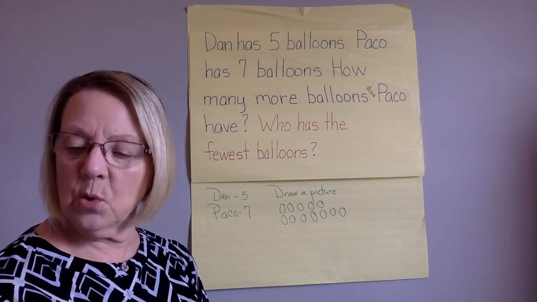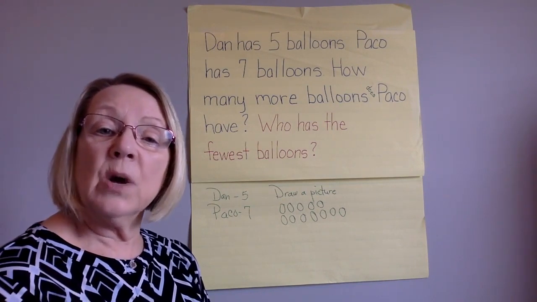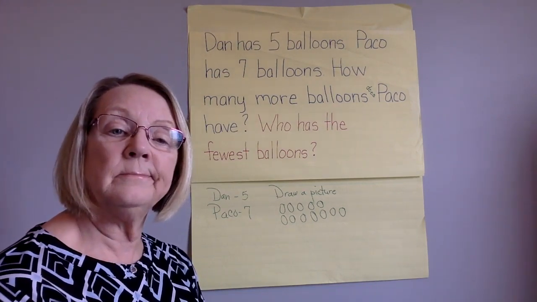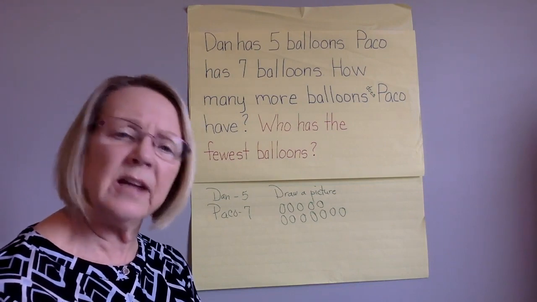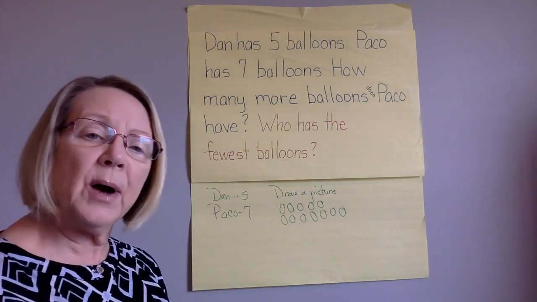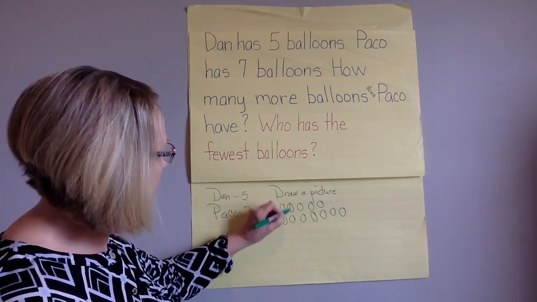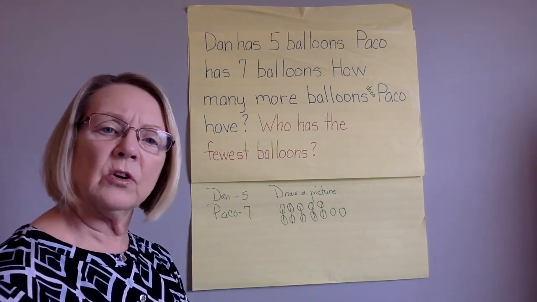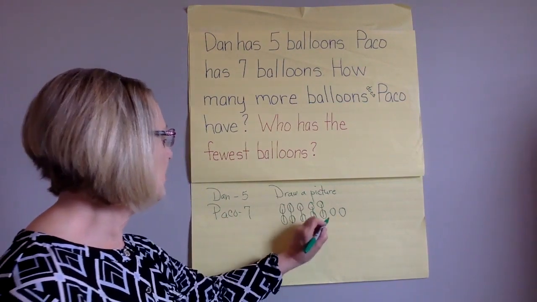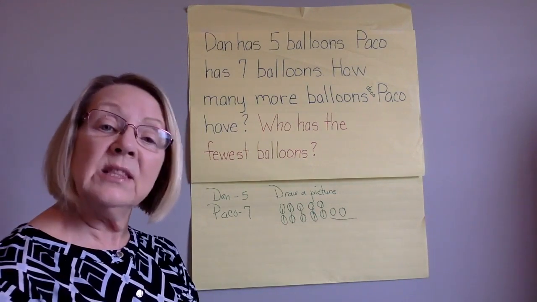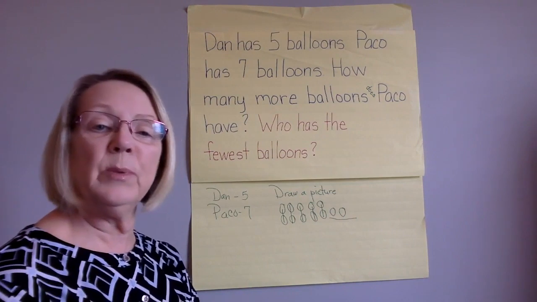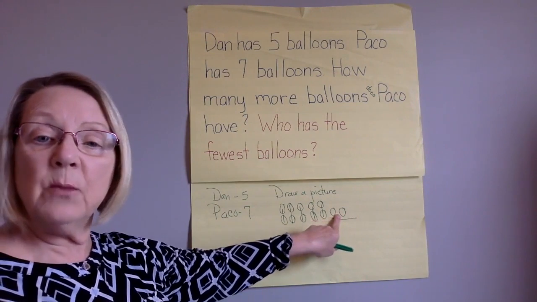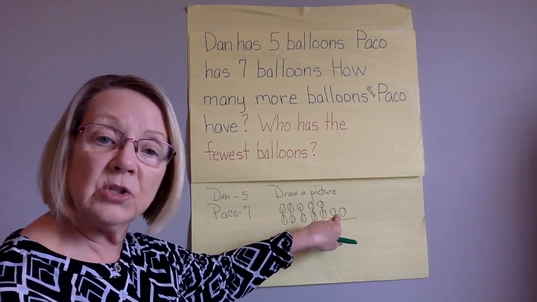Well, let's read the question. The question says, how many more balloons does Paco have than Dan? All right, Dan has 5. So let's match up Paco's 5. 1, 2, 3, 4, 5. So what's left over? 2. That's right. So let's read the question again. How many more balloons does Paco have? He has 2 more balloons, and we can figure that out by drawing a picture.